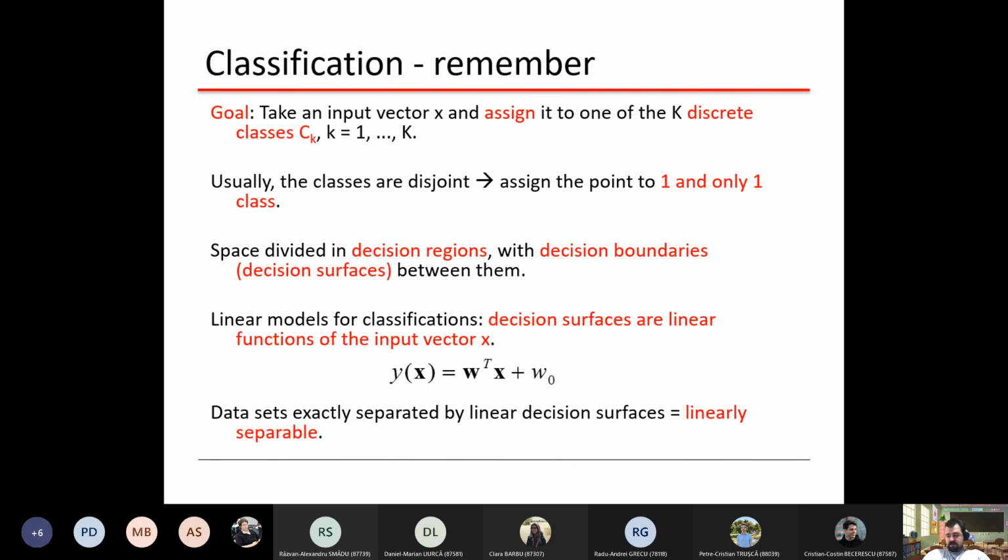The problem space is divided into decision regions that are limited by decision boundaries or decision surfaces. And if we would like to build a linear model for classification, it means that this decision surface is a linear function of the input vector x. So in other words, y of x may be written as w transpose multiplied by x plus w0, that is the bias.